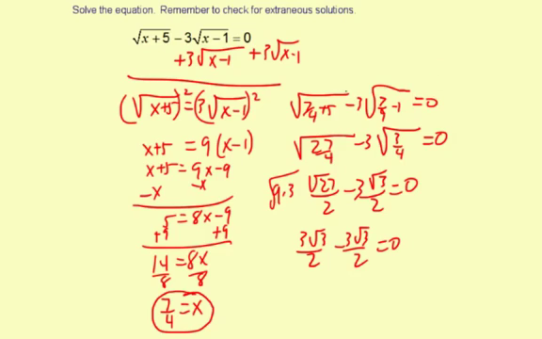Now I know the checking was a little bit ugly here because you're working with radicals, but it is worthwhile doing. When you're solving using this squaring method, sometimes you add extra answers, and you want to make sure you check them to make sure they're valid.